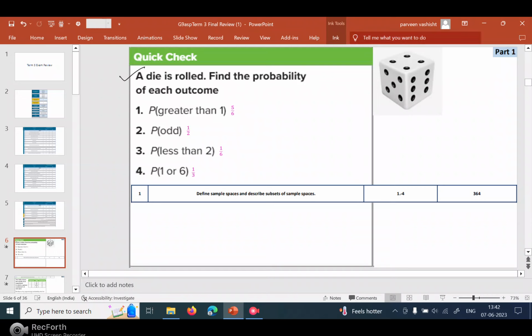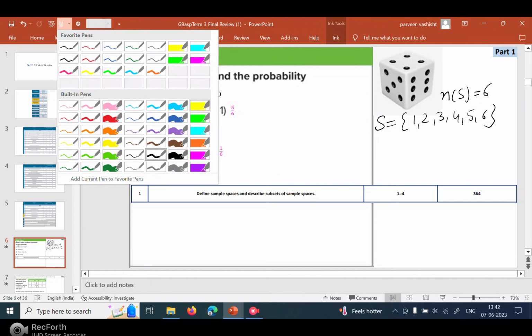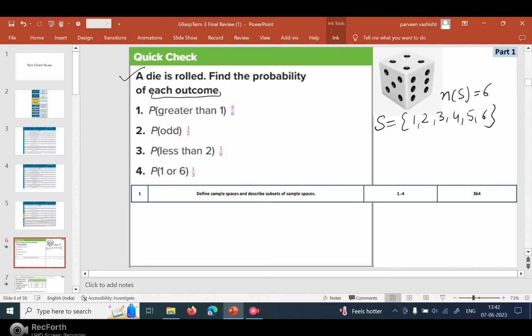A die is rolled. All of you know that a die has a total of 6 outcomes. If you roll a die, the total sample space will be either you'll get a 1 or 2 or 3 or 4 or 5 or 6. So how many outcomes in total will you have? The number of sample events in the sample space will be 6. Total outcomes will be 6. Now you have to find the probability of each outcome given to you. Now let us start with question number 1.